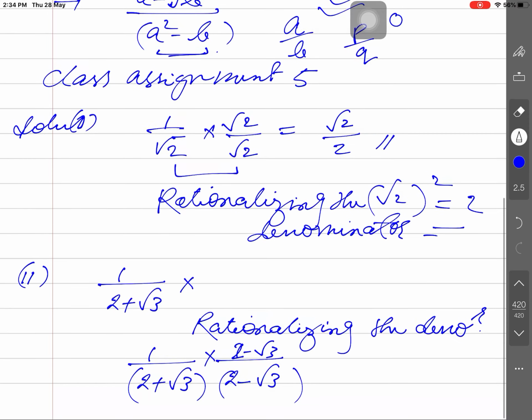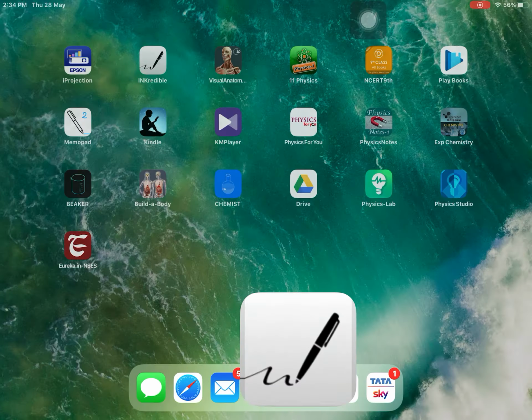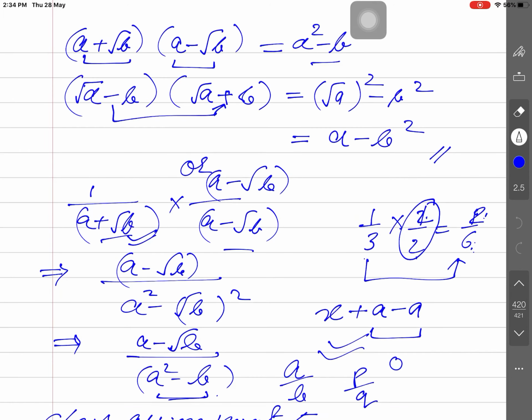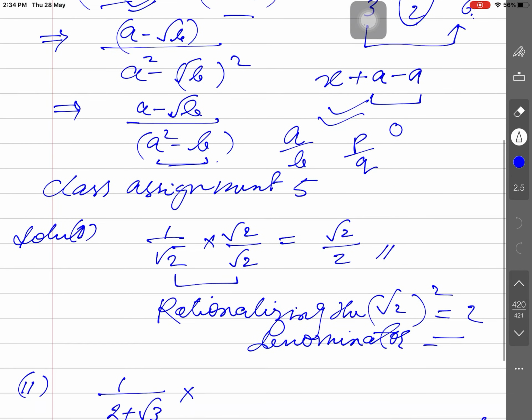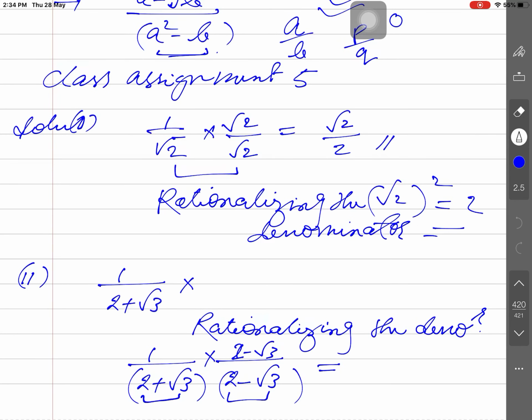So we create the pattern. What type of pattern is it? A plus b and a minus b. So what will it be? The numerator will be 2 minus root 3, and the denominator will be 2 plus root 3 times 2 minus root 3, that is a square minus b square.